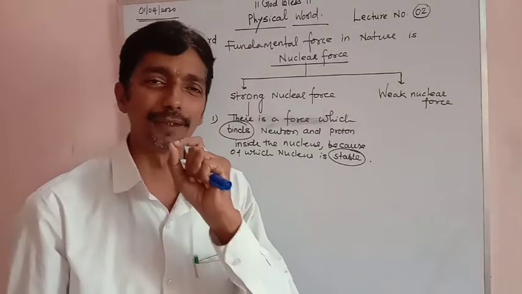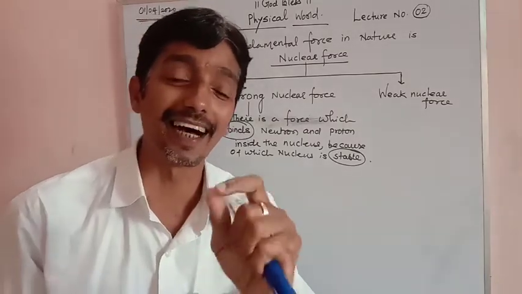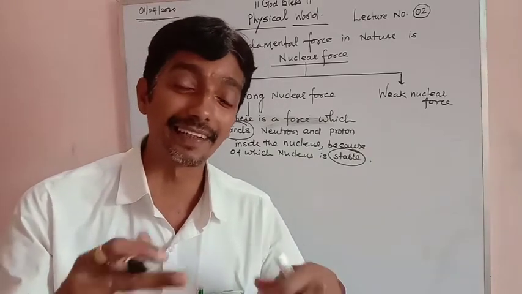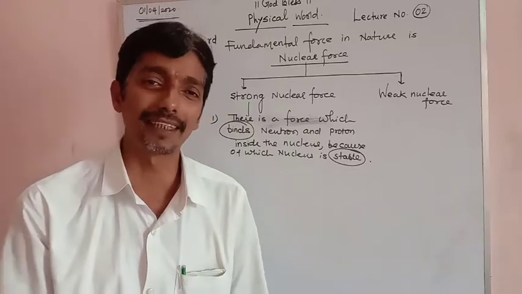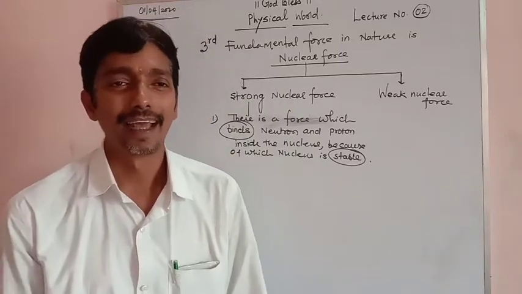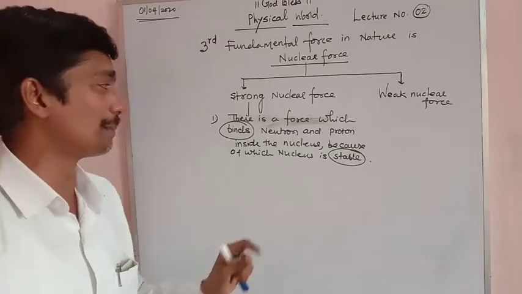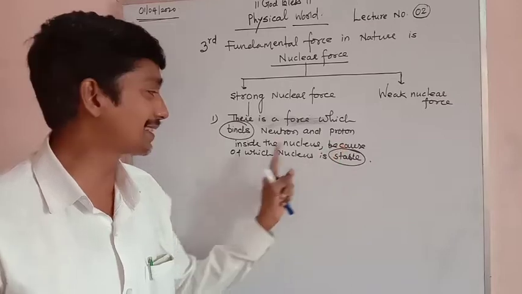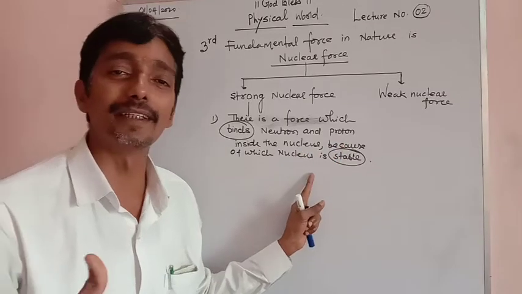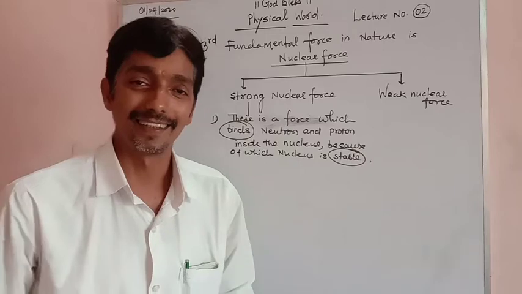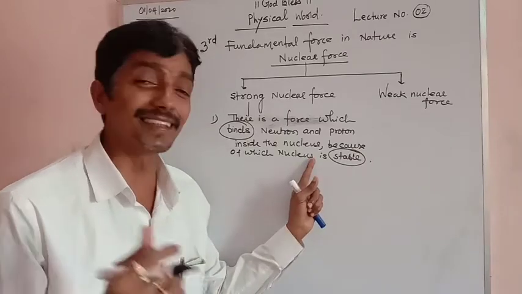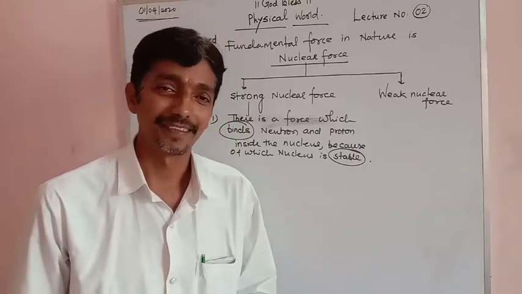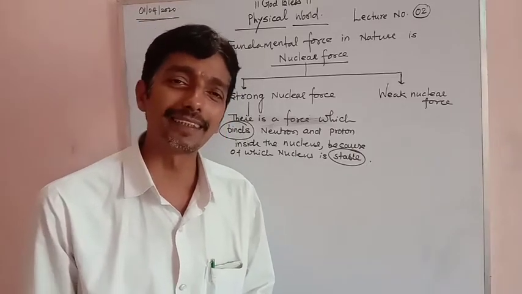अगर ये फोर्स नहीं होता तो nucleus is unstable. Nucleus unstable means nucleus gets destroyed. What is the meaning of unstable? It gets destroyed. And therefore, my dear, it is very important that there is a force which binds the neutron and proton inside the nucleus, जिसके वजह से nucleus is stable. Am I clear? The nucleus is stable. Otherwise, the nucleus becomes unstable. Am I clear? Why does the nucleus become unstable?